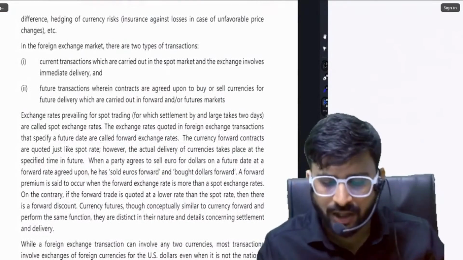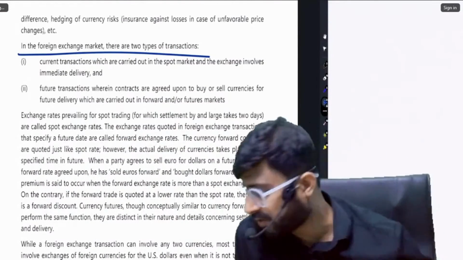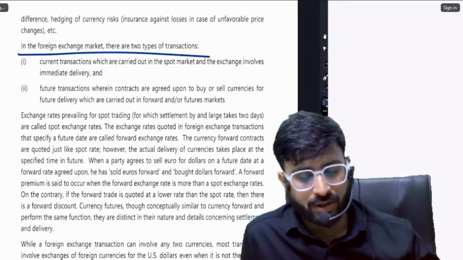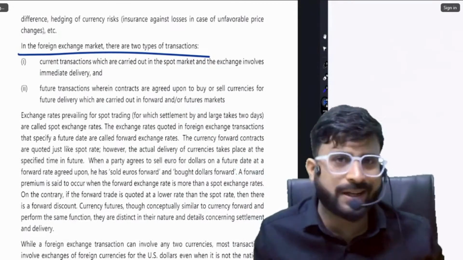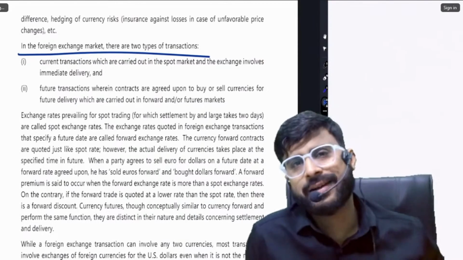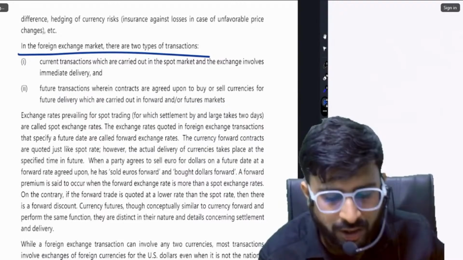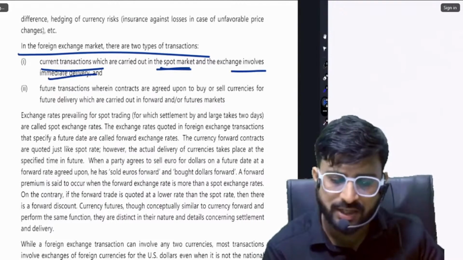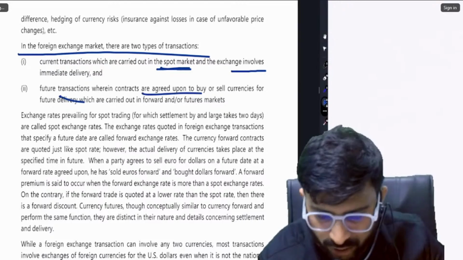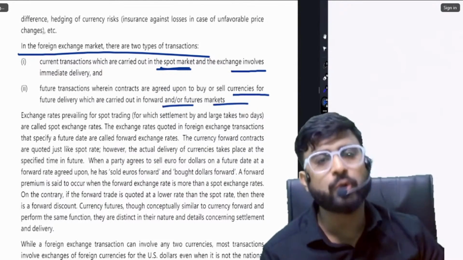In the foreign exchange market, dear students, there are two types of transactions that take place. Very important discussion. फॉरेन एक्सचेंज मार्केट के अंदर दो तरीके के ट्रांजैक्शंस टेक प्लेस करते हैं. नंबर वन, करंट ट्रांजैक्शंस carried out in the spot market and exchange involves immediate delivery, and future transactions where contracts are agreed upon for future delivery which are carried on in forward or future market.